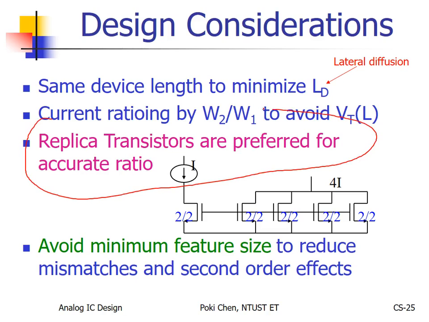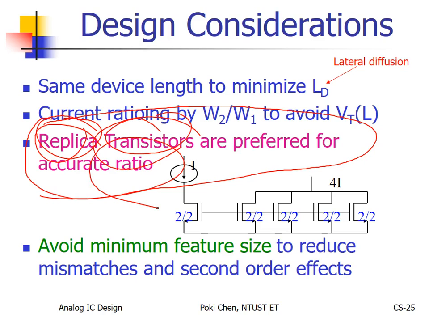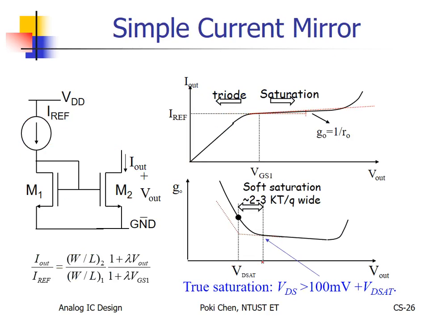This is what I warn you. I preach you again and again. Replica transistors, replica of any kind of devices, will be the best for such kind of accurate ratio. And again, hopefully you don't use any kind of minimum size, visual size, again, for critical devices, because the smaller, the more deviation. I warned you already. And then we can go further.